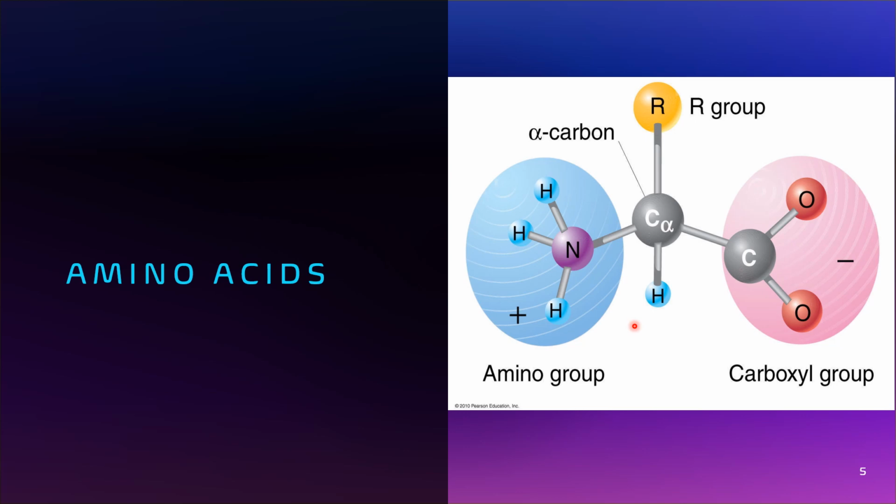The various alpha amino acids differ with respect to the side chain or the R group attached to their alpha carbon. So this is the general structure of an alpha amino acid. The only variation or the only difference between different alpha amino acids is the side chain that attaches to this particular section of the amino acid.